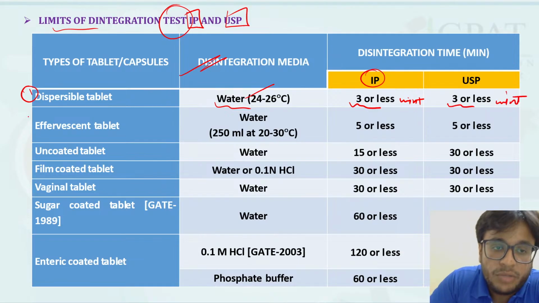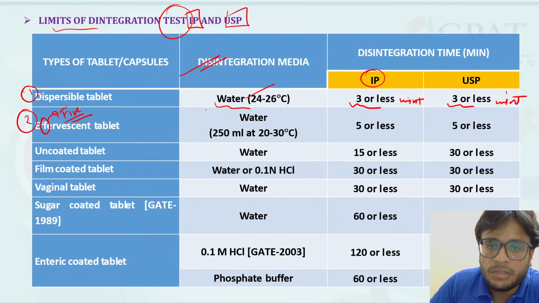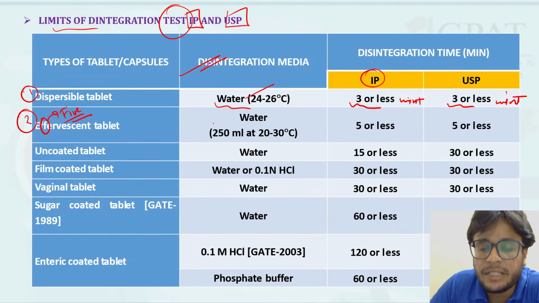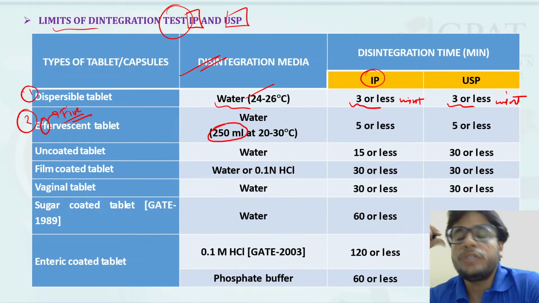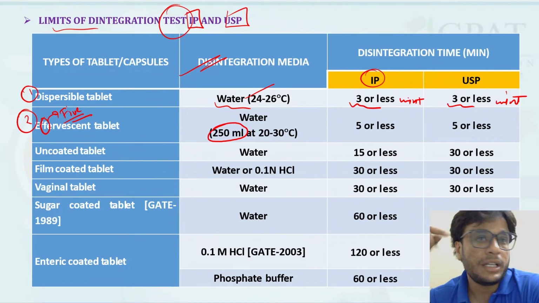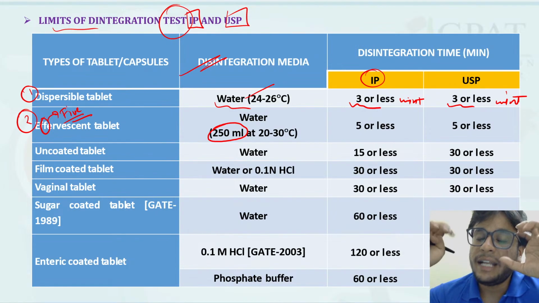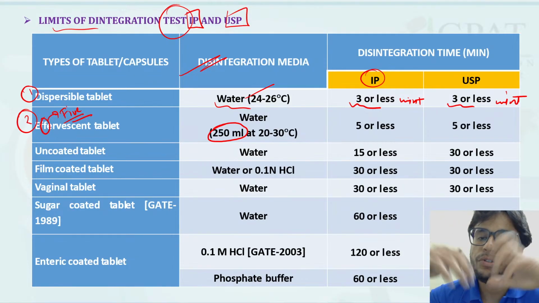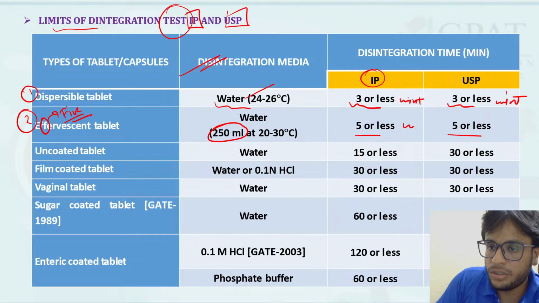Then comes the effervescent tablet. Effervescent tablet, as it indicates, has 2 F's, so we can say F stands for 5. Whenever anyone is taking 250 ml of the dissolution media, they are mainly indicating a highly dissolving tablet. It is mainly done for a tablet that will release its content very rapidly. That's why we are taking a lesser amount of solution in which we are testing the disintegration. So it is going to be 5 minutes for both USP as well as IP.